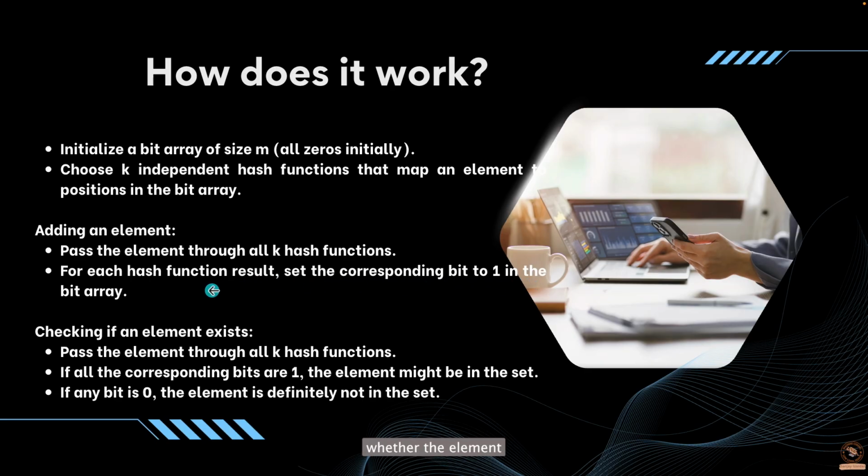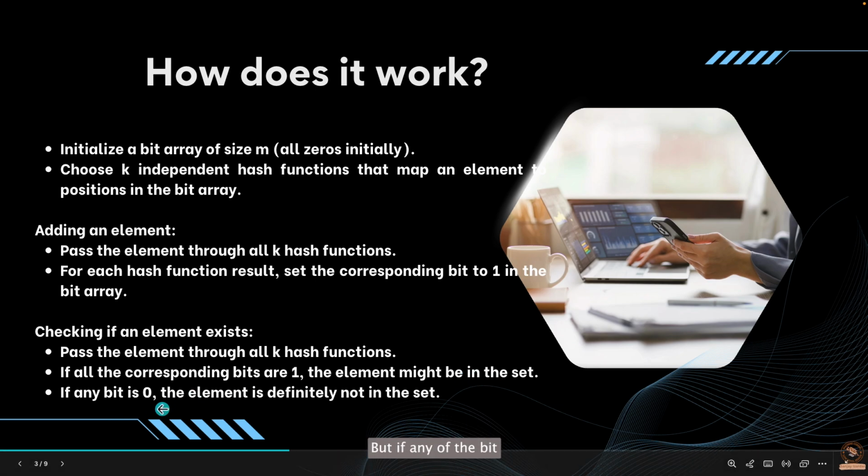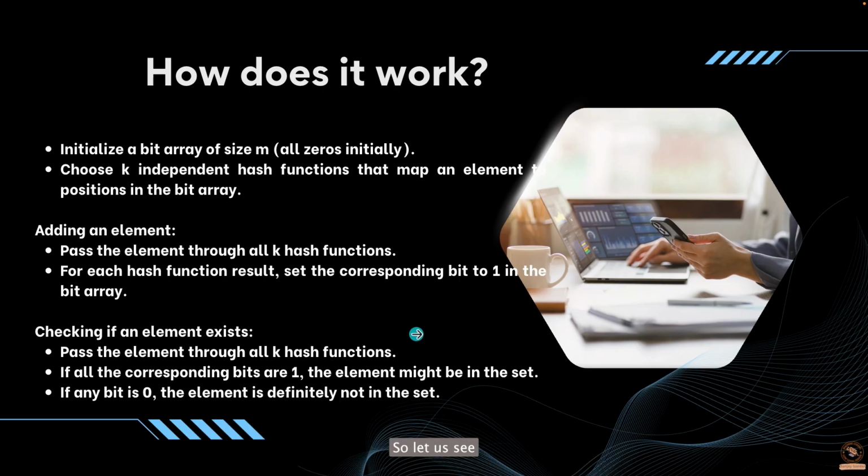Now how do we check whether an element exists in the Bloom filter or not? For that, we pass the element again through all the k hash functions. If all the corresponding bits are set to 1, then the element might be present in the set. But if any of the bits is 0, it means that the element is not present in the Bloom filter. Let's see an example of the standard Bloom filter now.